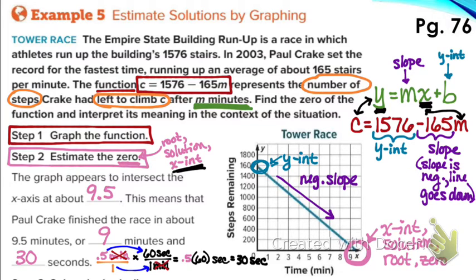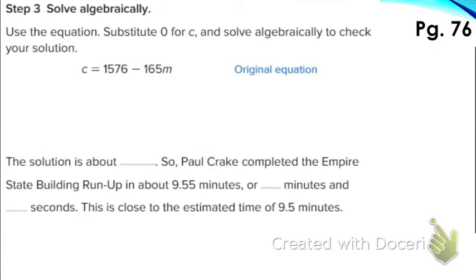All right. So from the graph, it looks like about 9.5 minutes. I want to use this equation to solve algebraically. We're going to find the precise answer to this. First thing I need to do, it says substitute 0 for C. So that means where I see the letter C, I'm going to replace it with a 0.